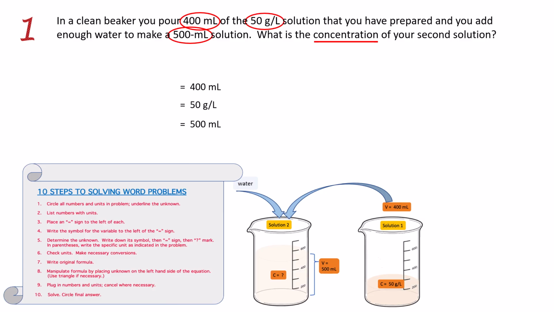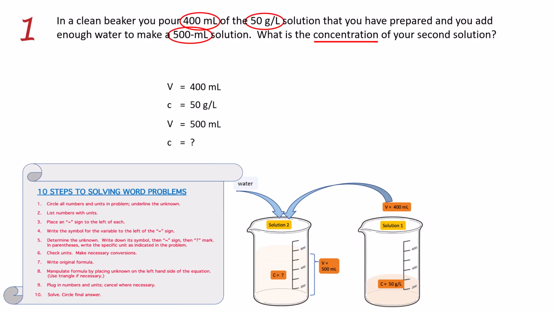Milliliter is a unit of volume and gram per liter is a unit of concentration. Step 5. Determine the unknown. Write down its symbol, then equal sign, then question mark. In parentheses, write the specific unit as indicated in the problem. The unknown variable here is concentration, its symbol is C, and we're not asked for any specific unit.